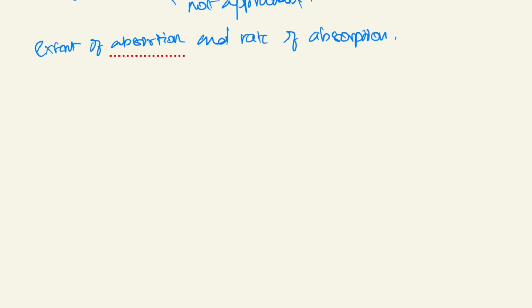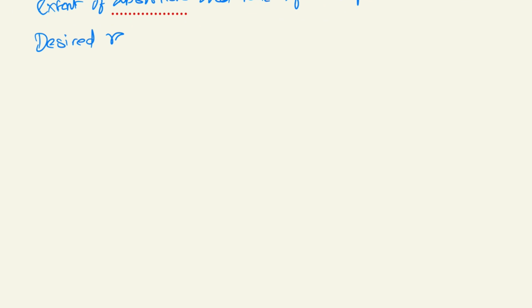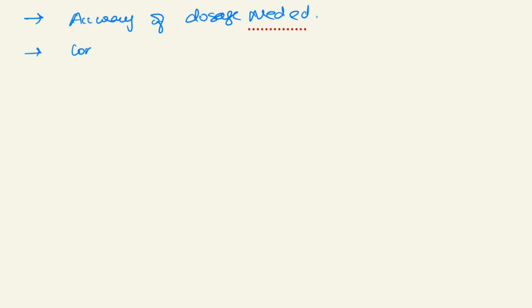Next, the desired rate of onset of action. That is, the rate at which the drug starts to act is known as onset of action. It differs from the extent of absorption and action. Then the effect of digestive juice on the drug and first pass metabolism. I will explain these later, please wait. And the accuracy of dosage we require. Some drugs need to be given accurately and precisely, or else it may end up in different complications.